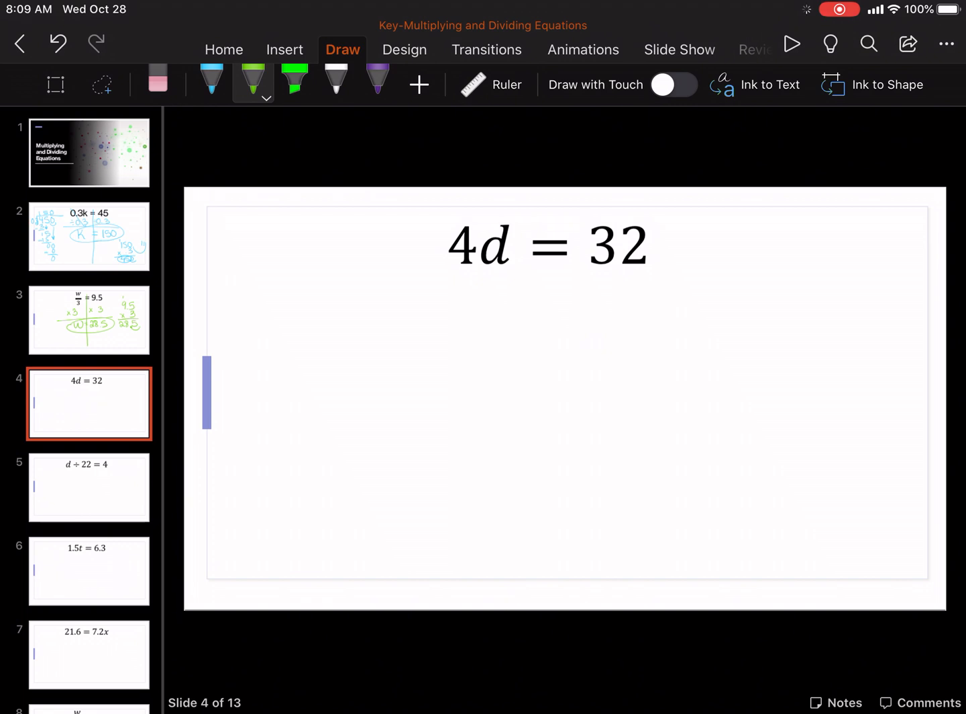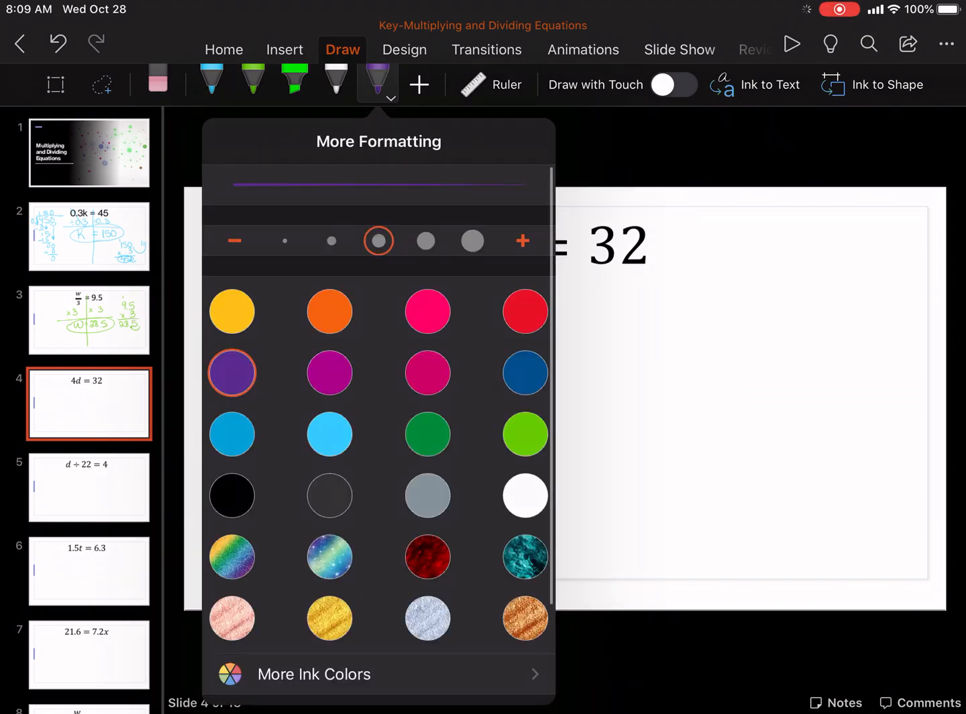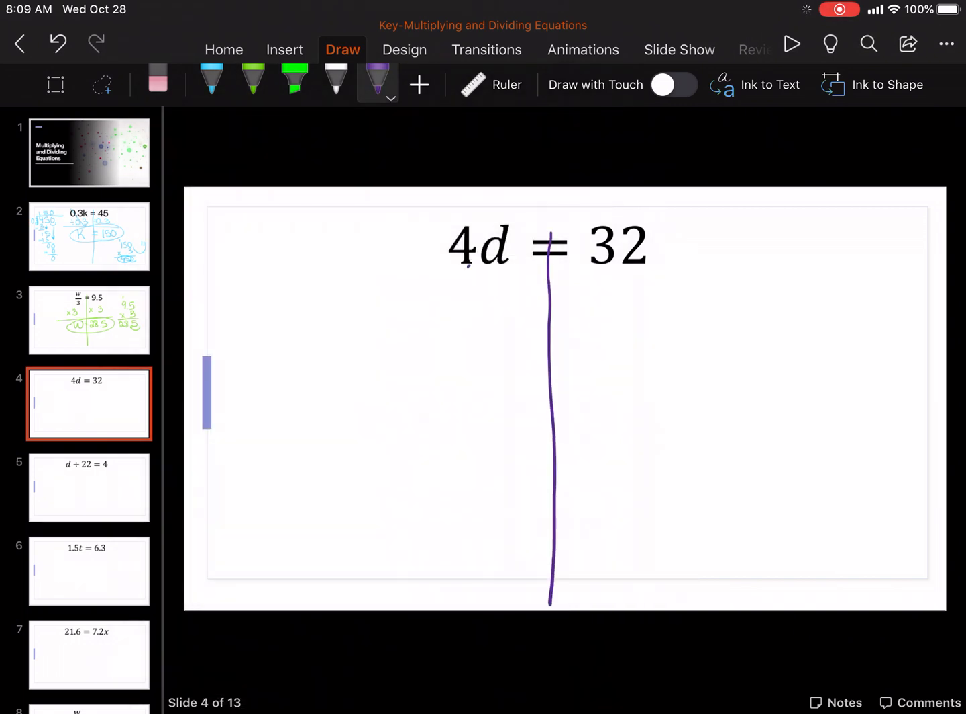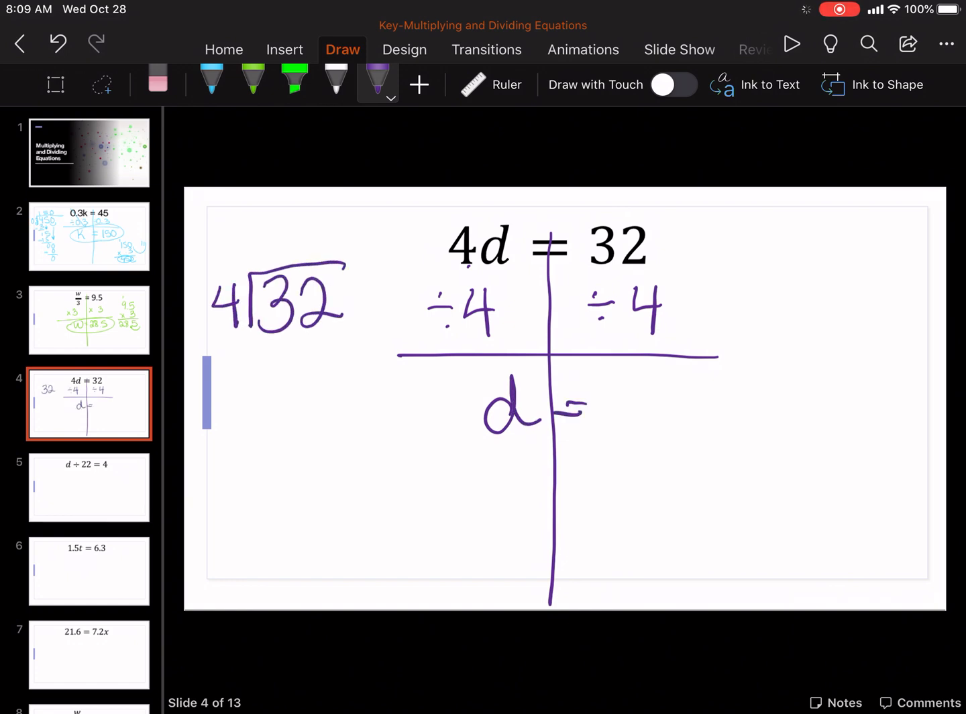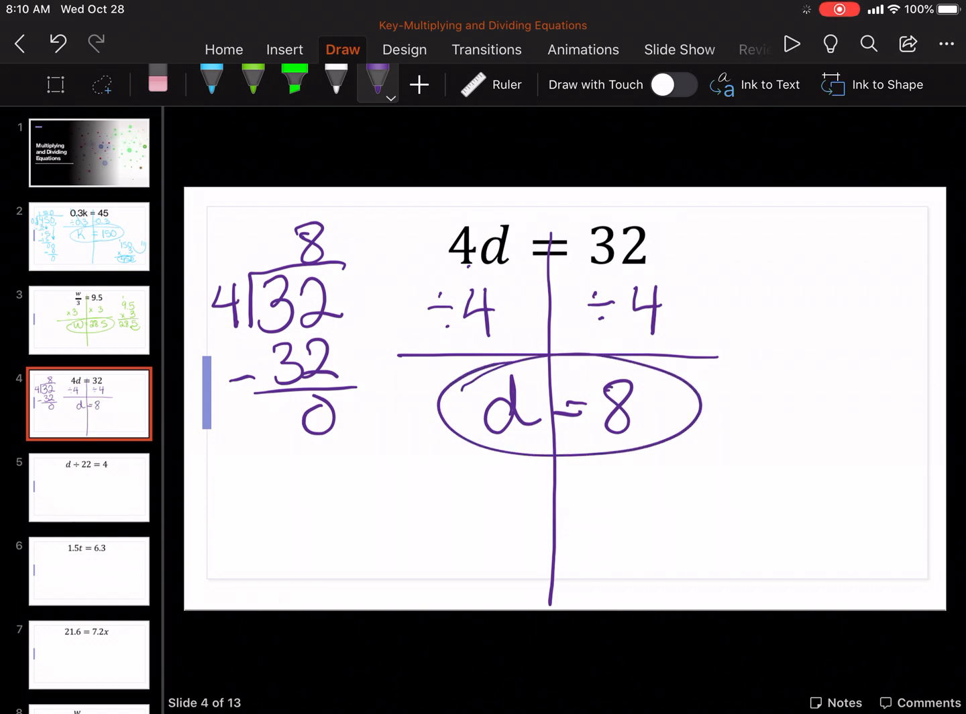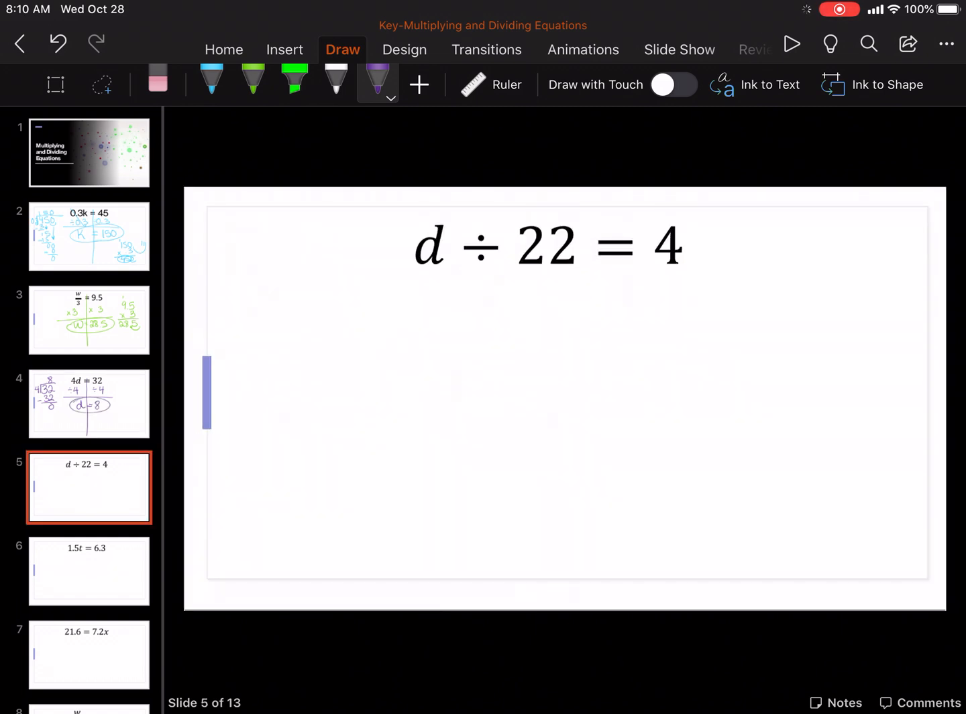We're going to draw our line down the middle. What is happening with D is multiplication, so we're going to divide by 4 on both sides. We're going to get D equals 32 divided by 4. Gives me 8. 8 times 4 is 32. That one was easy.